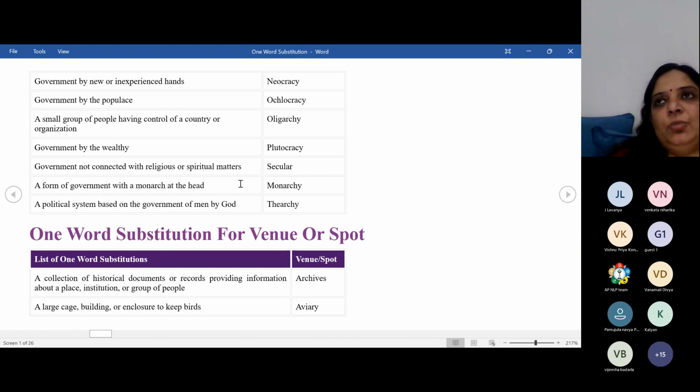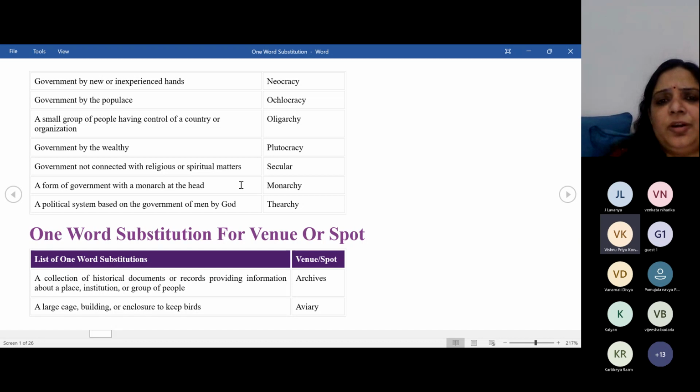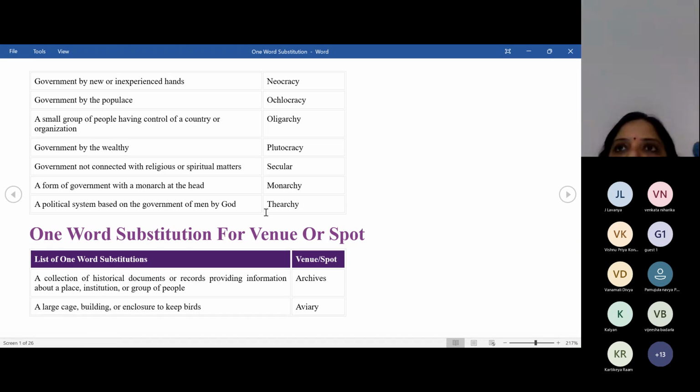So which country is having the monarchy? We have the United Kingdom, right? Recently, the Queen of England expired, we know, right? Queen Elizabeth II, and King Charles has taken over the monarchy, yes? Are you aware of it? All are aware of it, right? Yes, ma'am. A political system based on the government of men by God is called theocracy. So in the olden times we had a lot of people who used to rule, mostly I think the Roman countries where the church was the head of it, that's what we call it.